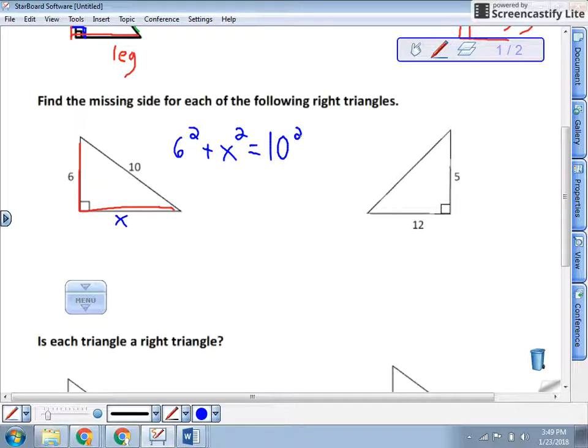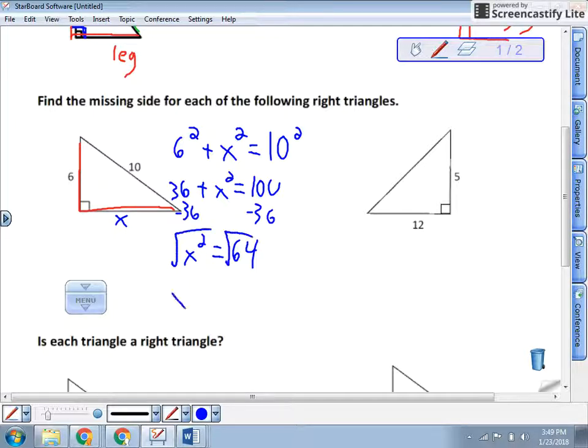And once you have it set up, it becomes an algebra problem. Very simple. So 6 squared is 36, plus x squared equals 100. We're going to subtract the 36 from each side. So x squared equals 64. Now, I don't want x squared, I want x. So how do I get rid of that squared? I take the square root. The square root of 64 then is 8. So x equals 8.